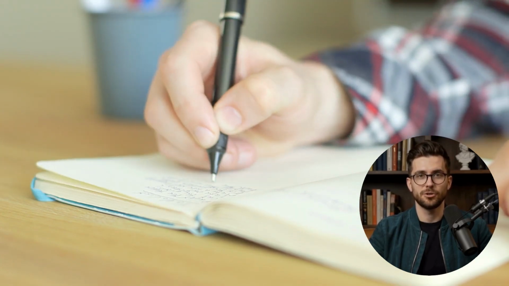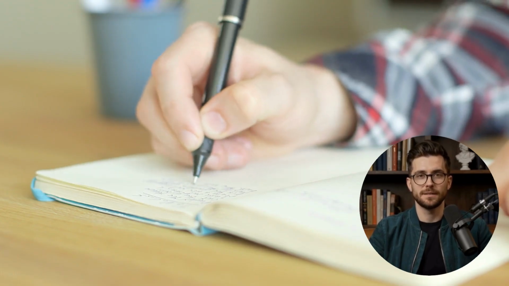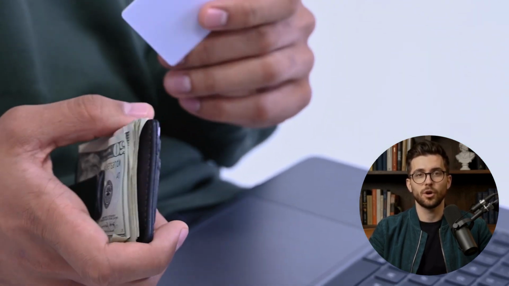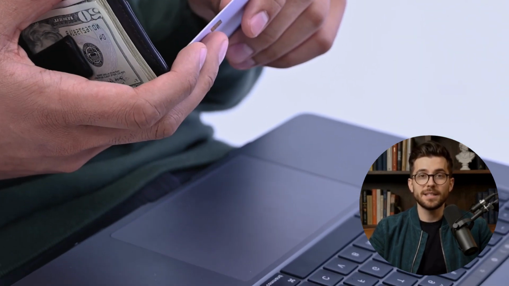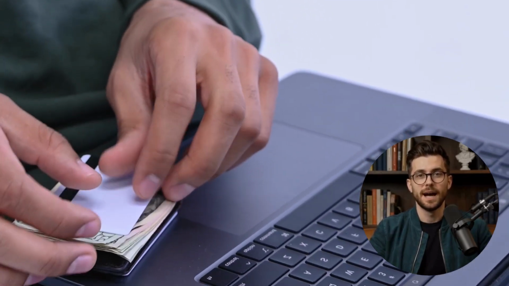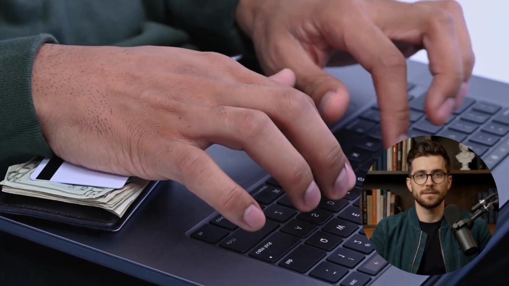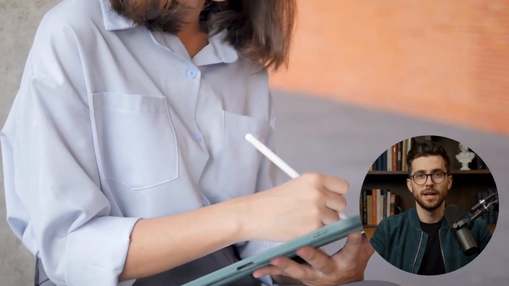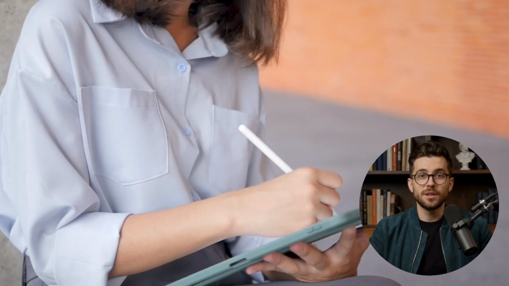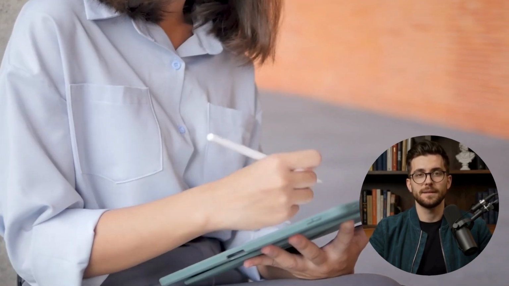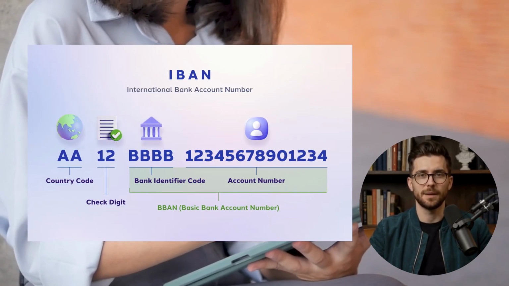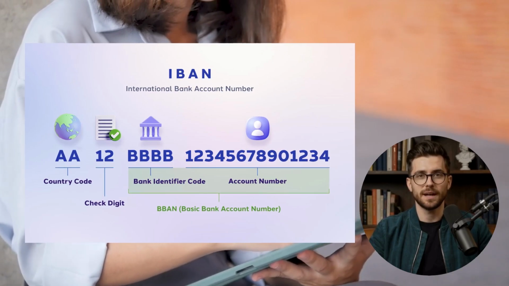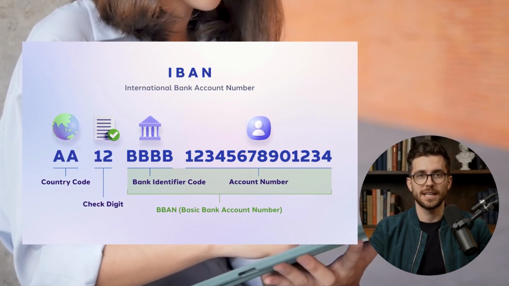You're going to need a few things ready on both ends. On your side, the sender in India, you'll need your PAN card, a government-issued photo ID like your Aadhaar, passport, or voter ID, and access to your Indian bank account. On your recipient side in Dubai, you need their full name exactly as it appears on their bank account and their IBAN. In the UAE, IBANs are 23 characters long and always start with the letters AE.